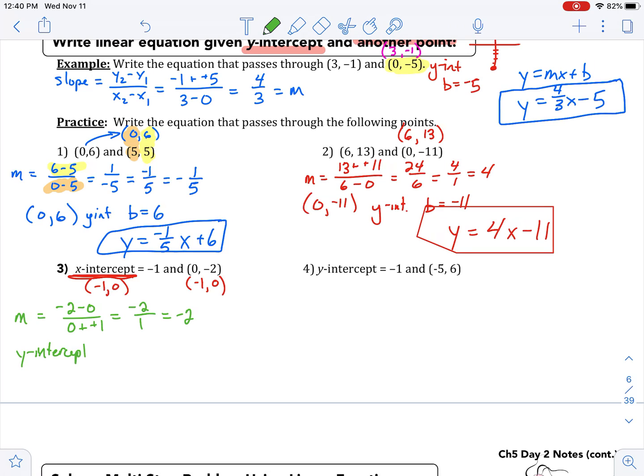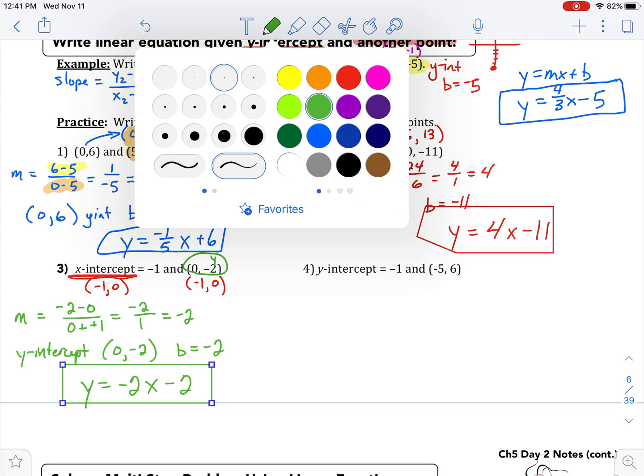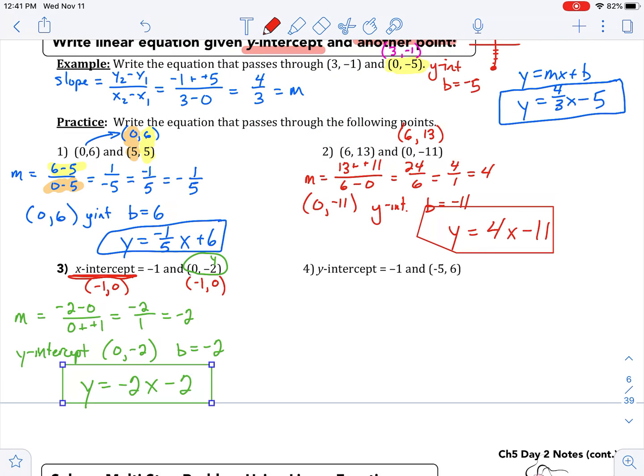I do have to be careful here because I want to talk about the y-intercept, and the y-intercept is the point that lies on the y-axis, giving me a y value, which is this one here. So 0, negative 2 is my y-intercept, also making the b value negative 2. And when I write the equation in slope-intercept form, it's negative 2x minus 2 is equal to y. Please note that this is an x-intercept. The x-intercept is not what we'd want to use in slope-intercept form. Slope-intercept form is referring to the y-intercept.